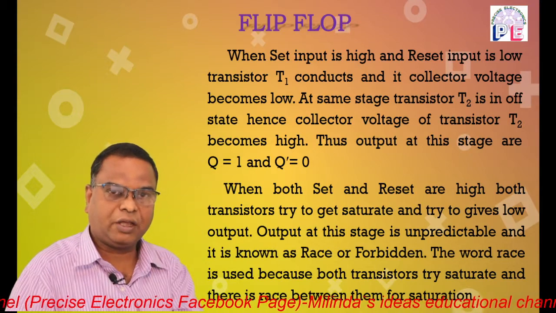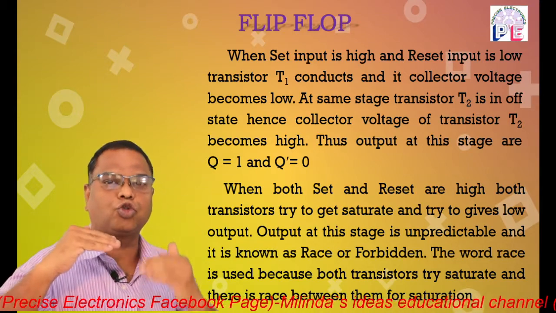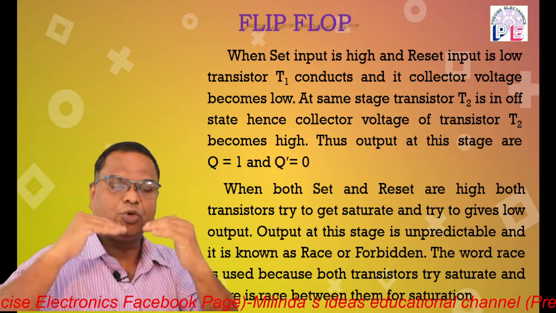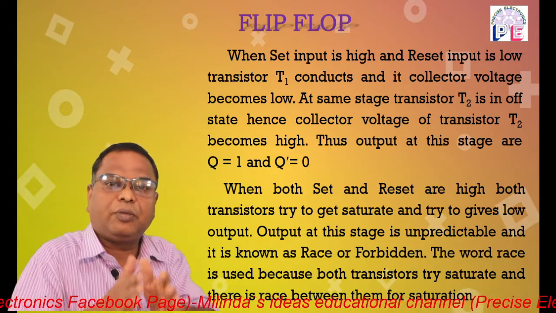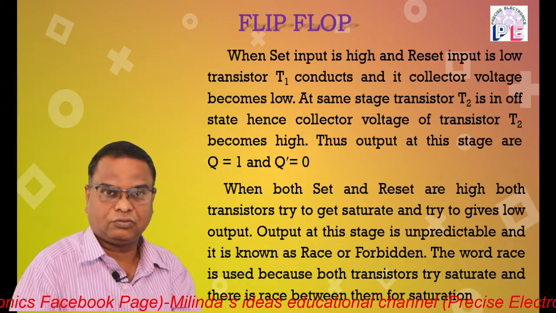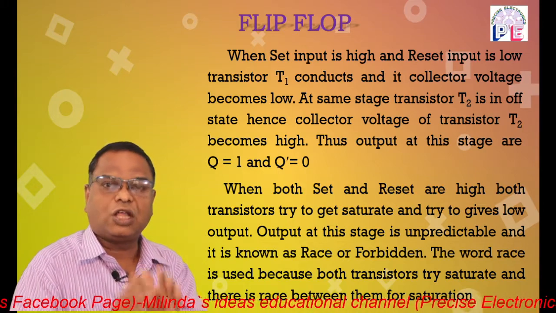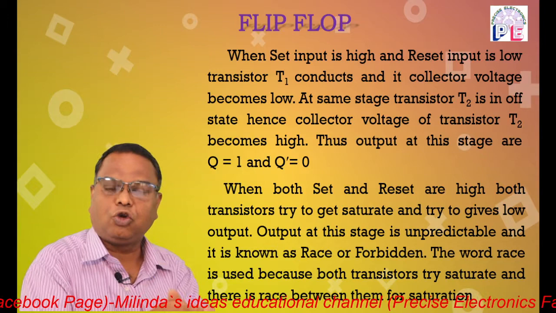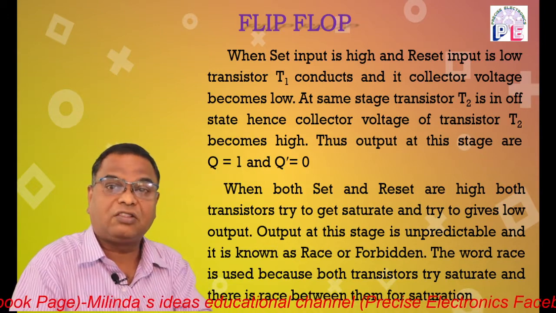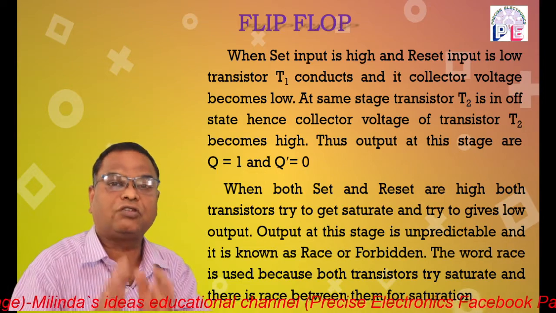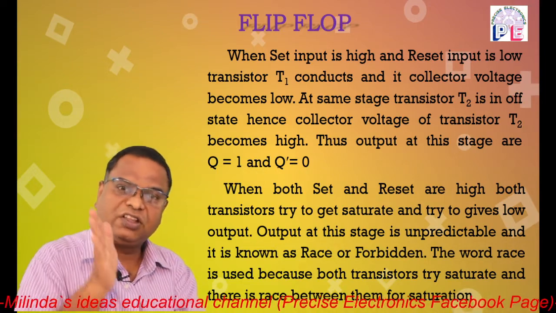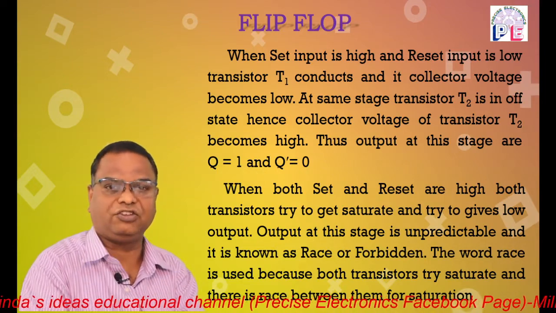But that is not practicable. When Q is low, Q complement must be high, or when Q is high, Q complement must be low. But in this case, we are not able to predict the output state. The output may be either high or low. So we are not able to predict. The state is known as unpredictable, and this state is known as a forbidden state. This state is also known as a race condition.